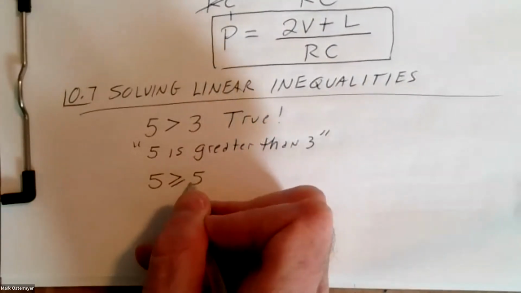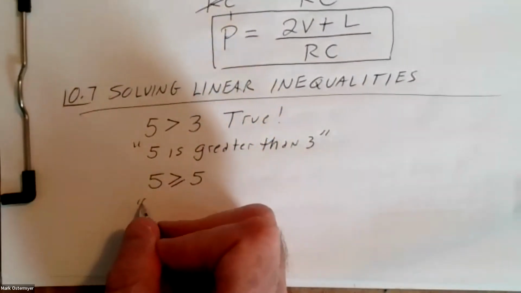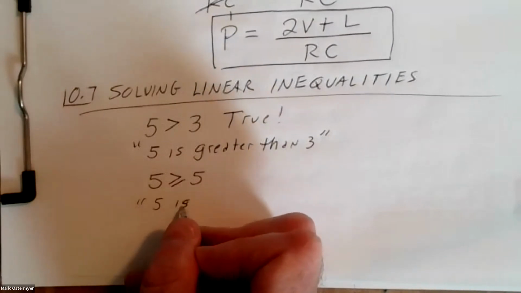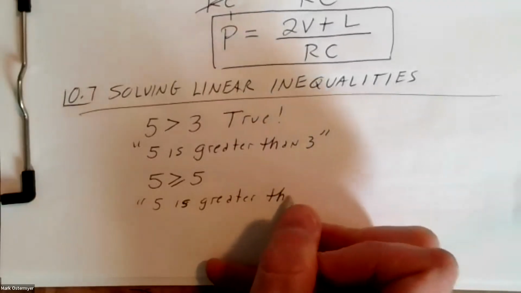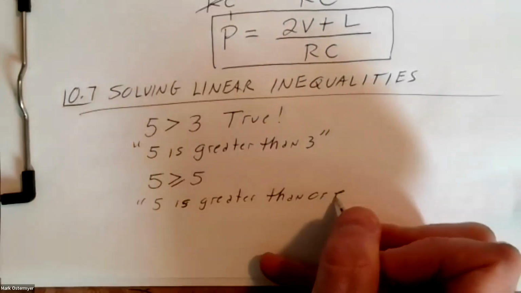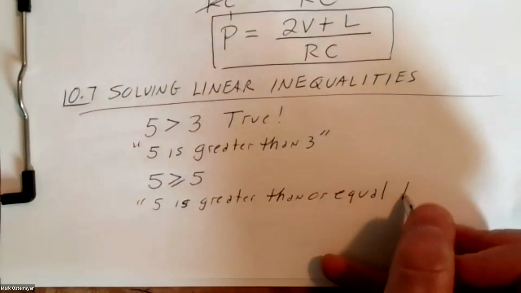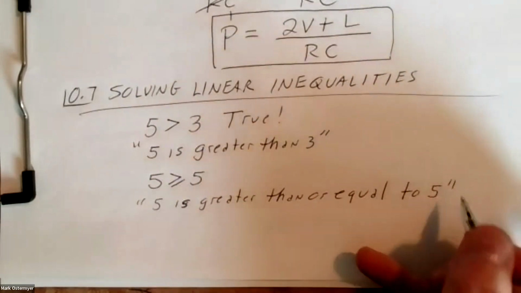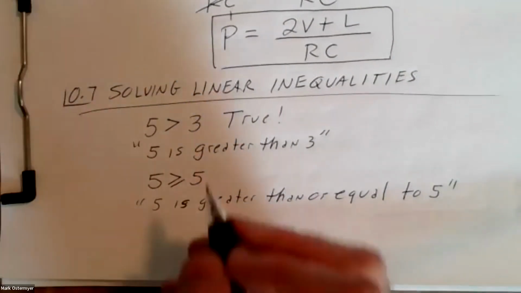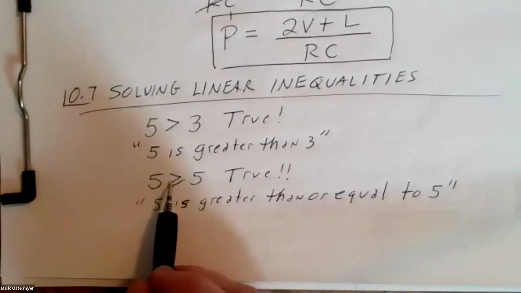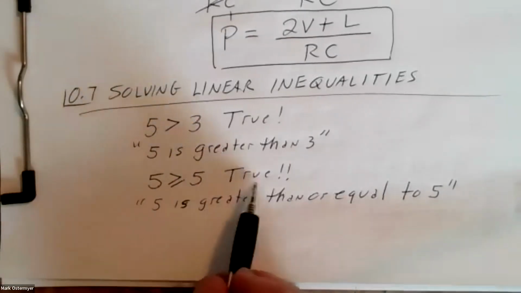How do we read this statement here? This is saying 5 is greater than or equal to 5. Is this true or false to say 5 is greater than or equal to 5? That's true. Oh, 5. Okay, I thought the other one said 3. 5 is not greater than itself, but it is equal to itself. So this is a true statement.